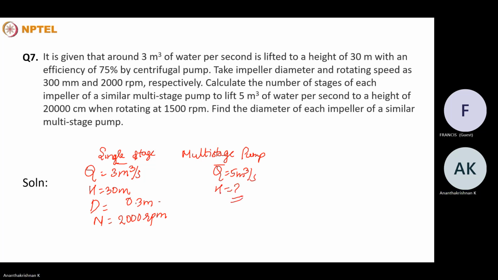We need to calculate the head, and then based on that head, we need to calculate the number of pumps which are required to raise the fluid to the total height which is present in this problem of 200 meters. This is the head per stage. And this is a series staging of the pump. Because of that, the flow rate remains the same. Head actually gets added up. So we require the head per stage, and based on this head per stage and the given head of 200 meters, we can calculate the number of stages.